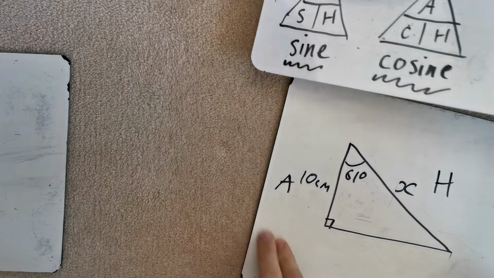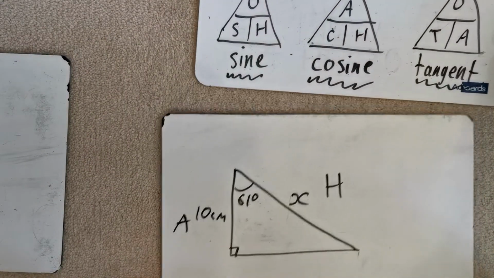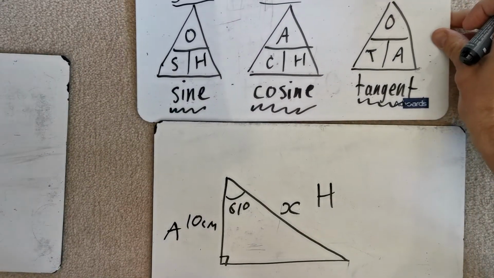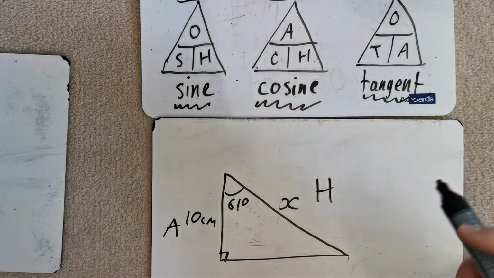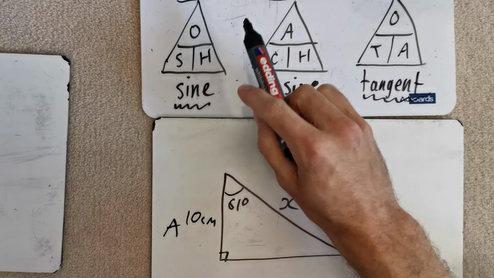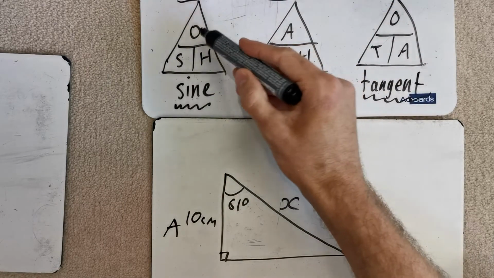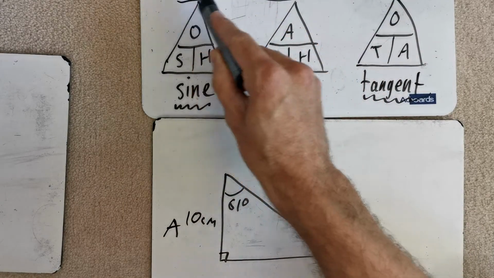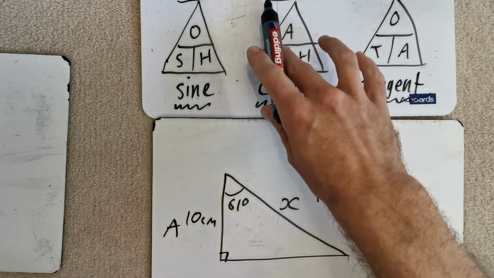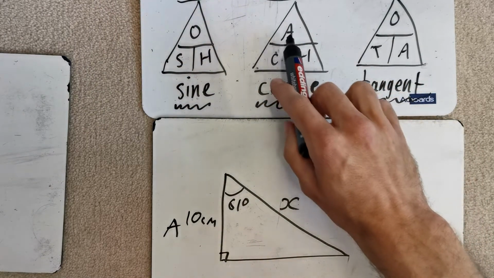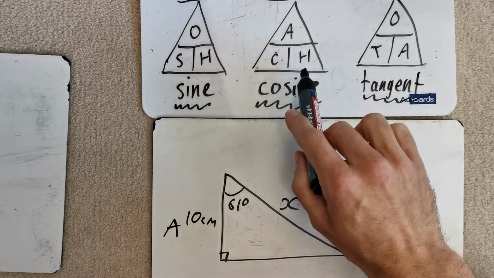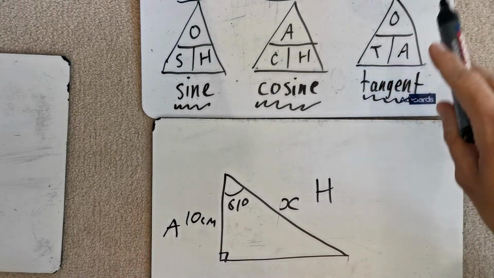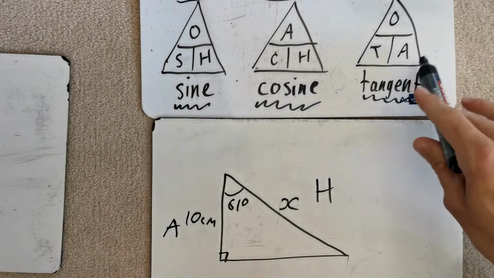All we're going to be doing is knowing which one we're going to be using, sine, cosine or tangent. When you're using sine, that uses the opposite side and the hypotenuse side. So, sine, opposite and hypotenuse. Cosine uses the adjacent and the hypotenuse. And tangent, TOA, uses the opposite and the adjacent.